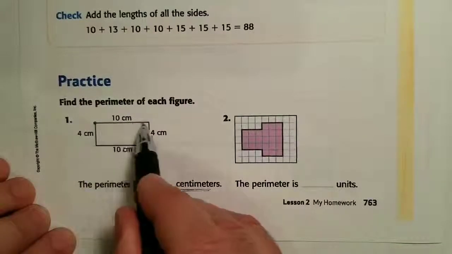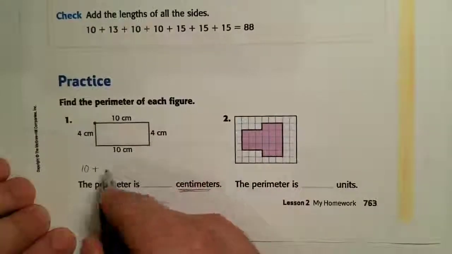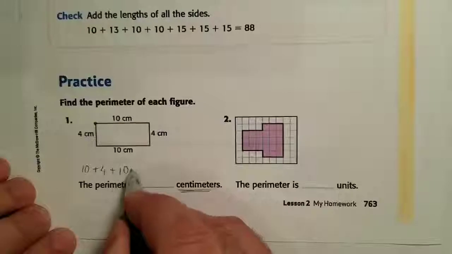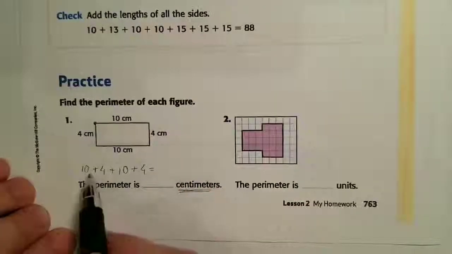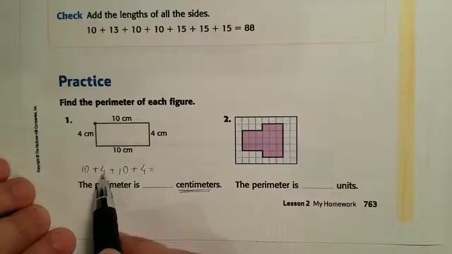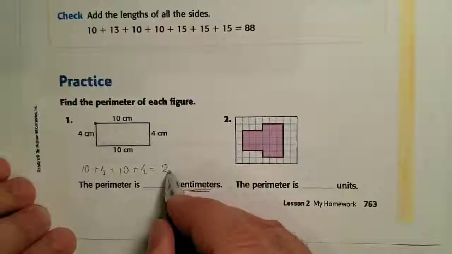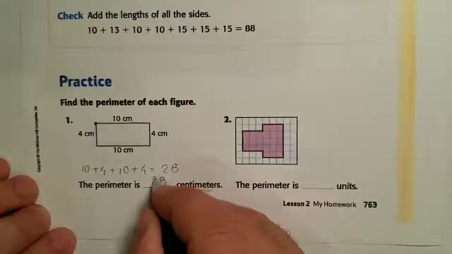So we're going to start from here. First one is going to be 10, and then we're going to add this one here, which is 4, and then this one here, which is 10, and this one here, which is 4. And if we add them together, first I'll add the 10s. 10 plus 10 is 20, plus 4 more is 24, plus 4 more is 28. So the answer is 28.